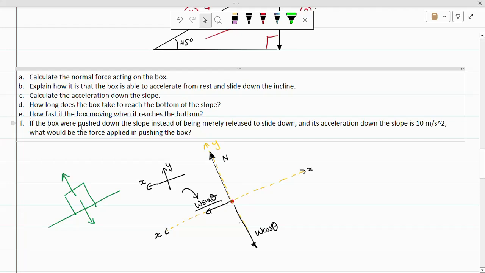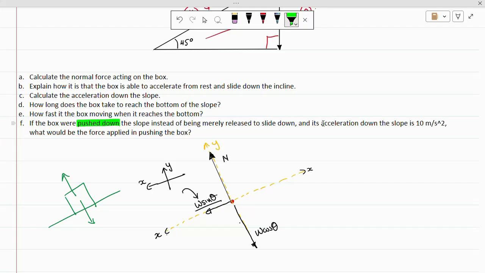So if the box were pushed down the slope instead of being merely released to slide down, this implies that we have an F applied. And its acceleration down the slope is 10 meters per second squared. Also, we're assuming that the force is applied consistently as it goes down. It's always going to have that force. Now we have a new acceleration. What would be the force applied in pushing the box?